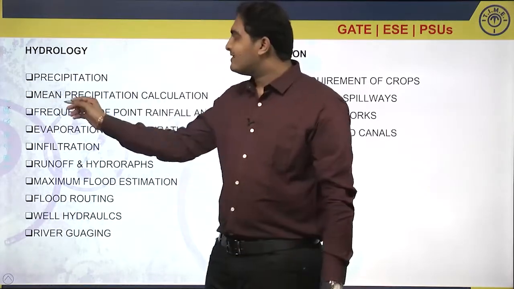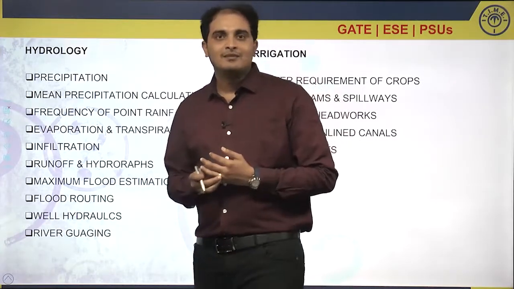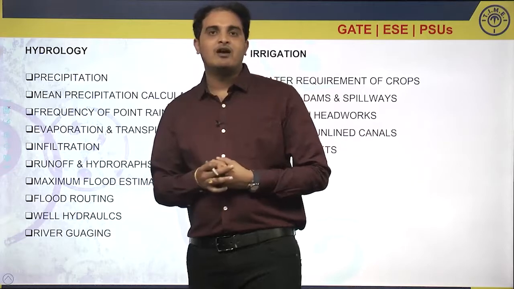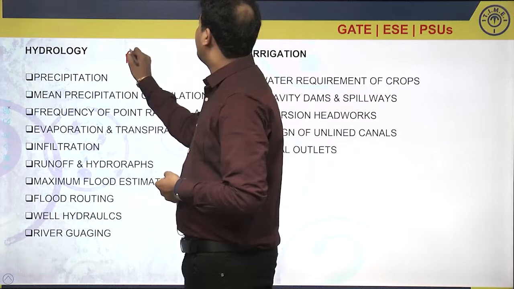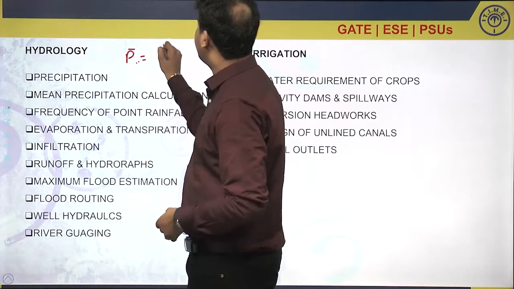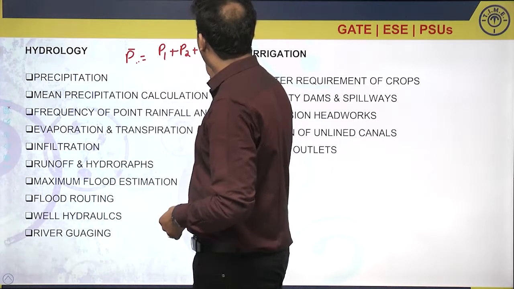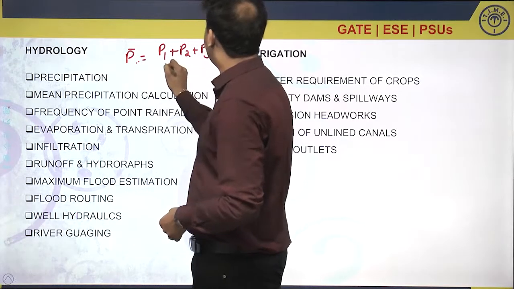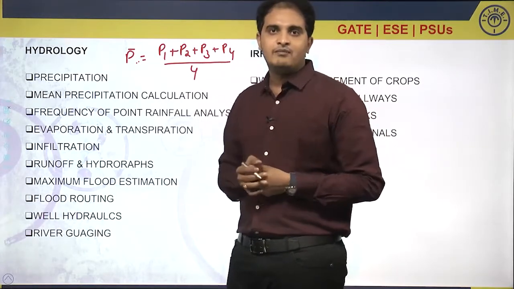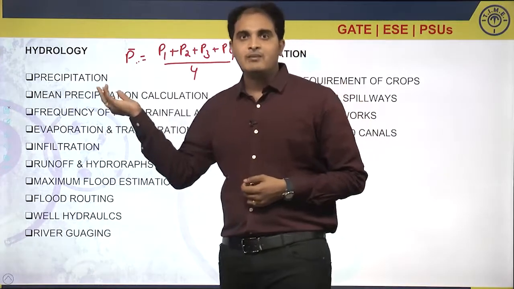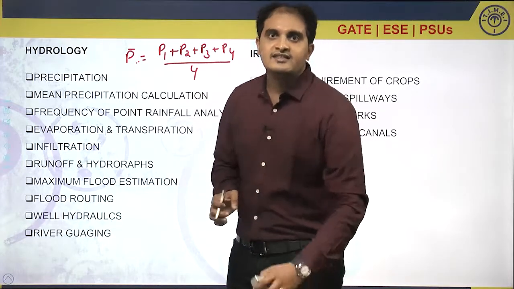So the 3 methods in mean precipitation calculation are, first one is the average precipitation method. That means whenever you have some 4 values or 5 values, do the average directly. That means P bar is equal to, I am assuming you have some 4 rain gauges and each one is measuring some rainfall values, P1, P2, P3, P4. Now the average value is (P1 + P2 + P3 + P4)/4. This we call the arithmetic average method or arithmetic mean method, in which we directly take the simple arithmetic mean. The second method what we have is the Thiessen-Polygon method.